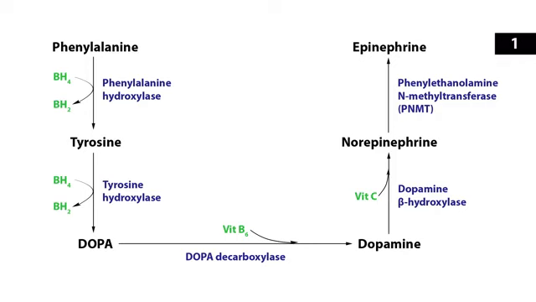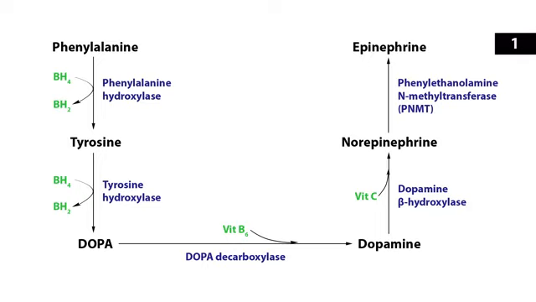The first step is going from phenylalanine to tyrosine. The enzyme phenylalanine hydroxylase is going to add a hydroxyl group. Next, going from tyrosine to dopa, the enzyme tyrosine hydroxylase adds another hydroxyl group.